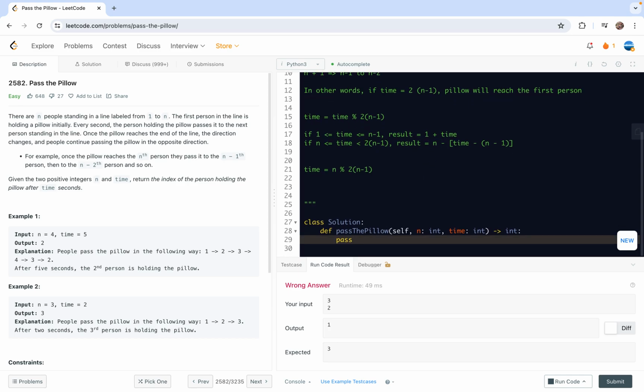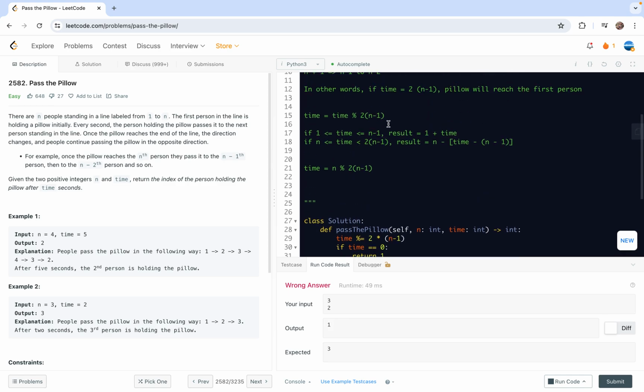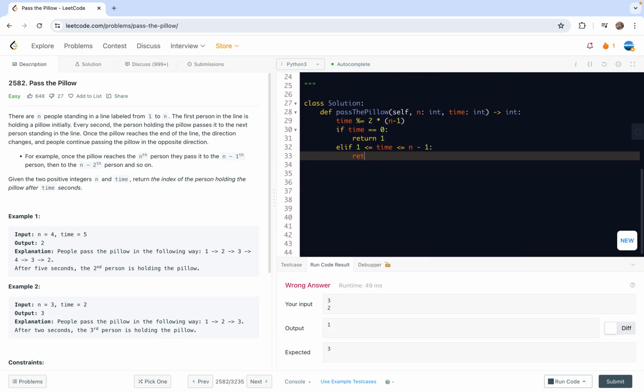Now let's look at coding. Once you understand the reasoning, this coding part is rather straightforward. Let temp be the modulo operation, 2 times n minus 1. Let me just use an if else. If temp equals 0, we just return 1, because here we are using 1 indexing. Otherwise, if temp is in this range, less than or equal to n minus 1, the answer will be this one: let's return 1 plus temp.